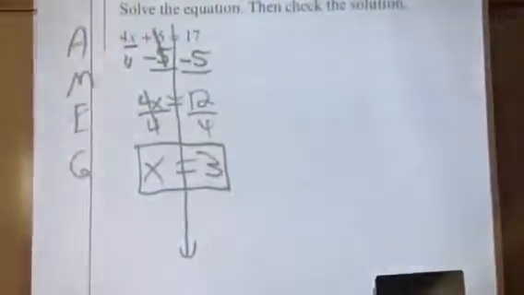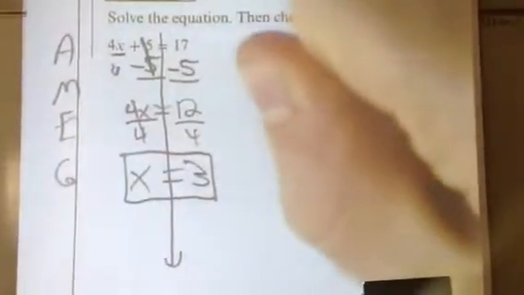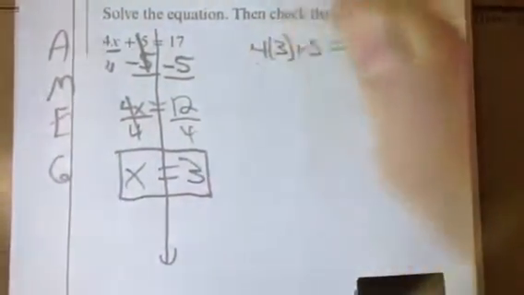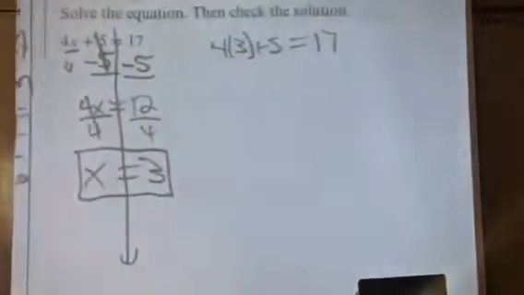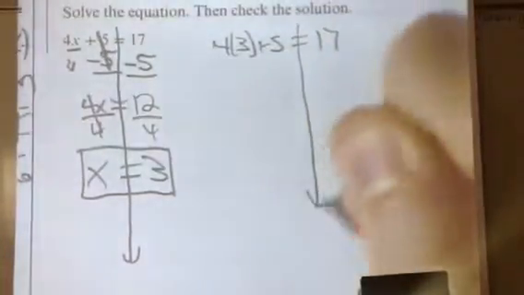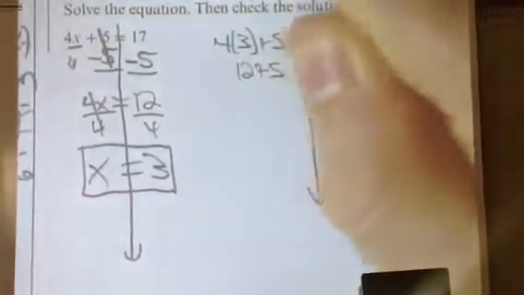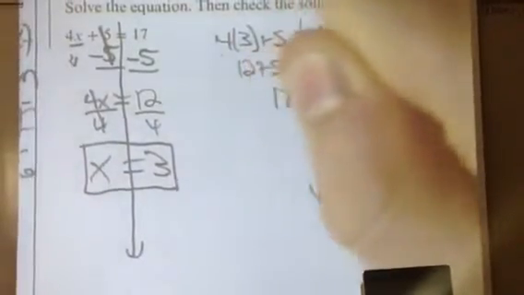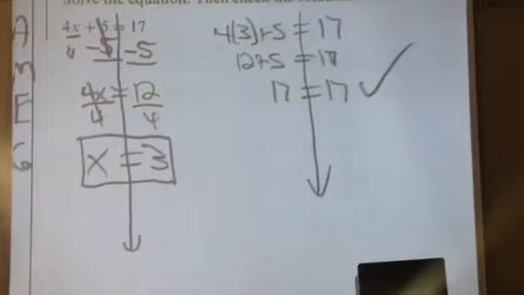Now, it said to solve and check. So to check it, I've got to take this 3 and plug it back into the original equation. So everywhere I see an x, I replace it with 3. So 4 times 3 plus 5 equals 17. I'm just checking to make sure my answer is correct. Split it down the middle. I say 12 plus 5 equals 17. 17 equals 17. So that is the solution. I know my answer is correct.